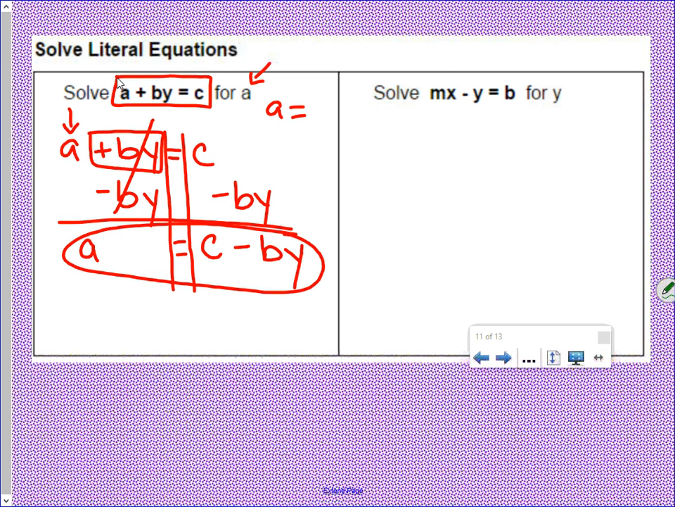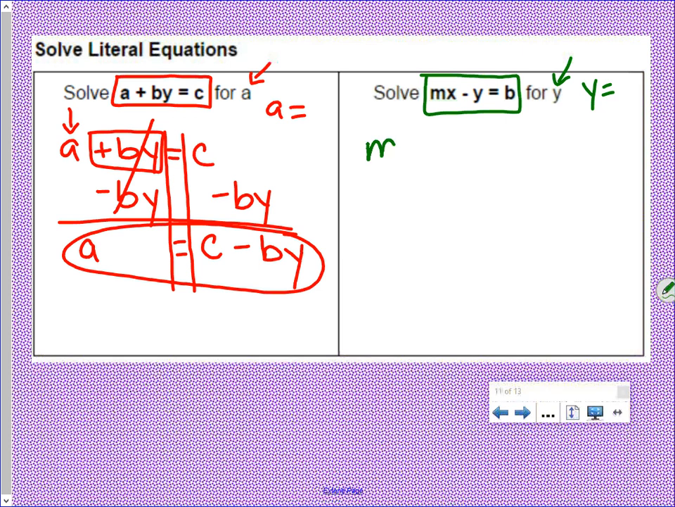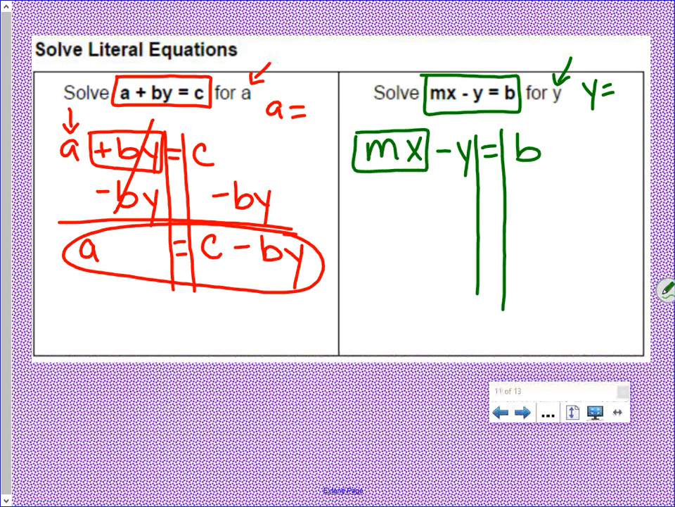Solve mx minus y equals b for y. mx minus y equals b, and we want to solve it for y. We want it to be y equals. We're back to that function form. We want to get y all by itself, which means we need to move our mx. We need to get rid of this and put it on the other side of the equal sign. It's positive, so we're going to say minus mx on both sides.